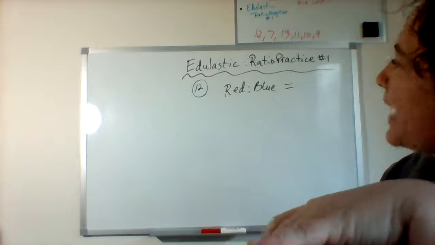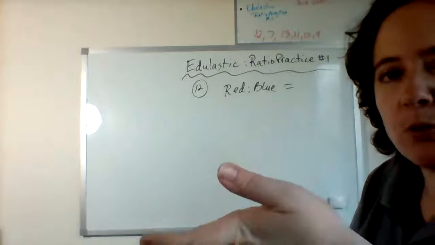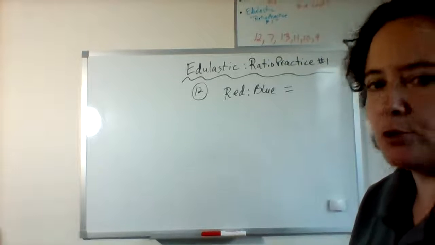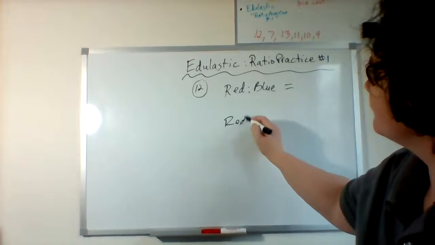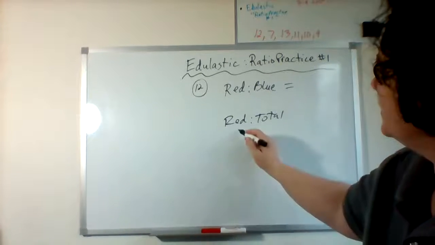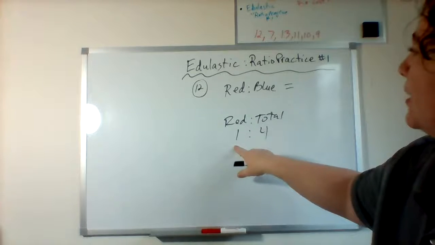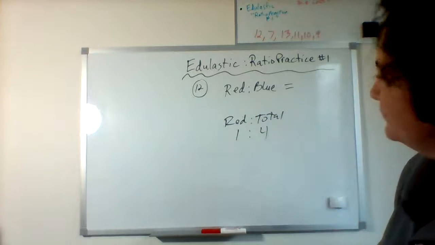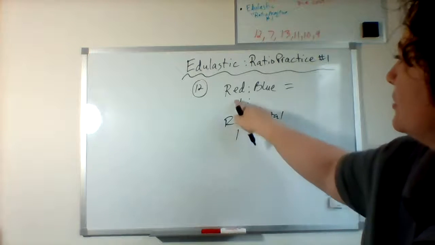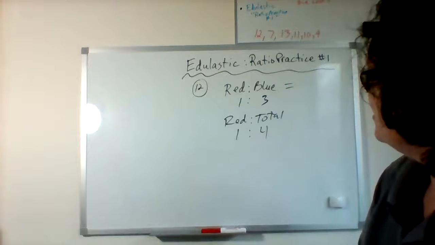Total means that when you add up the red and the blue, you have a total. So if it's saying that red to total is 1 to 4, well, if the total is 4 and there's 1 red, how many are there blue? That means there has to be 3 because 1 plus 3 is 4. Okay.